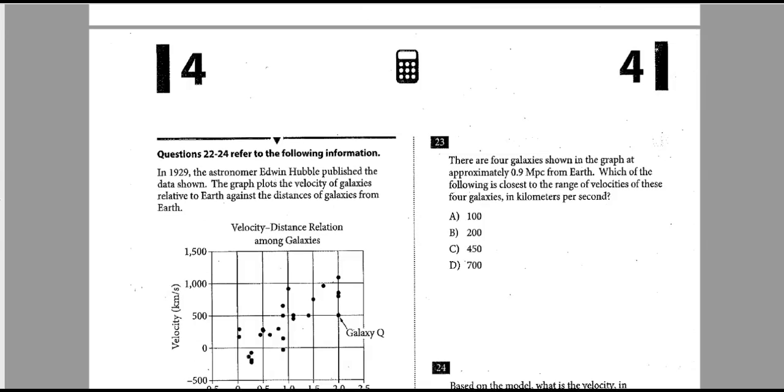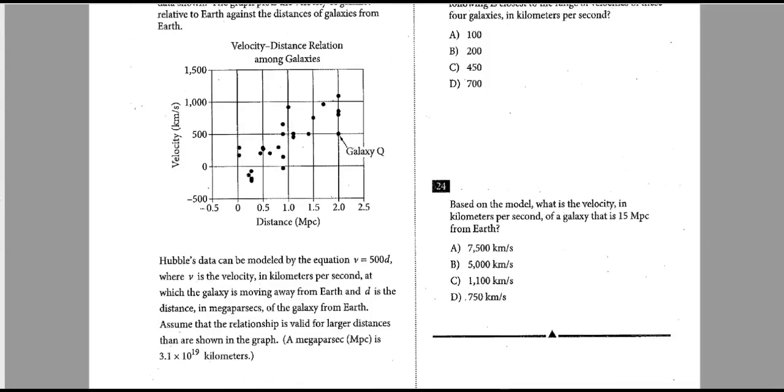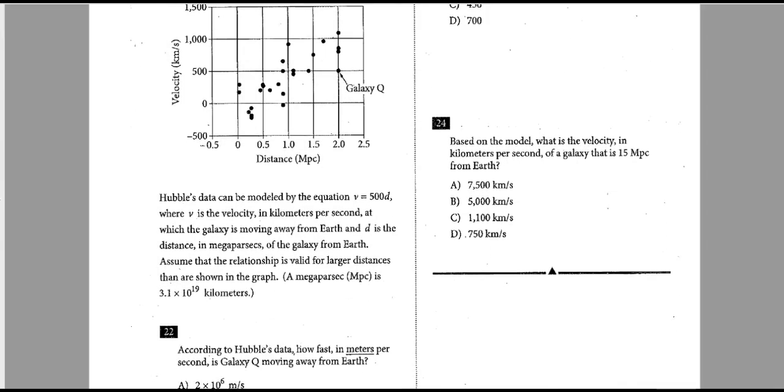All right, moving on up. Ooh, this is a multi-question problem. So we have a graph here with velocity and distance, galaxies. So let's get down here into the paragraph. It says Hubble's data can be modeled by an equation, 500D. So let's kind of go into this a little bit.